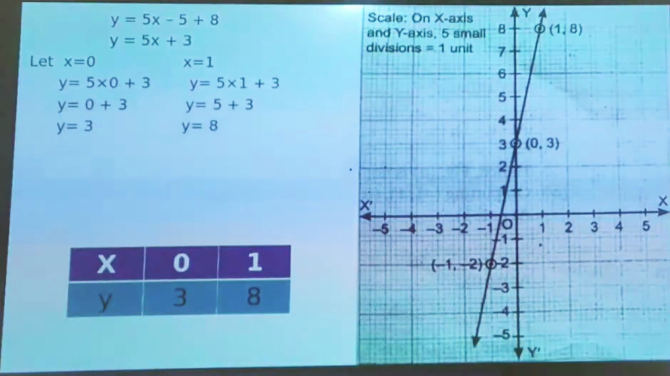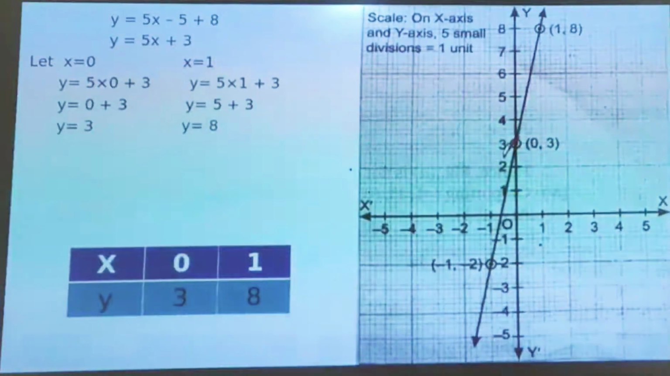In the graph book only. So this question also we will do in the graph book only. Again x and y axis. Take the scale on x axis and y axis. Specify small divisions equal to 1 unit. Then we plot the points. First, when x is 0, y is 3. You can see that we have plotted the points.